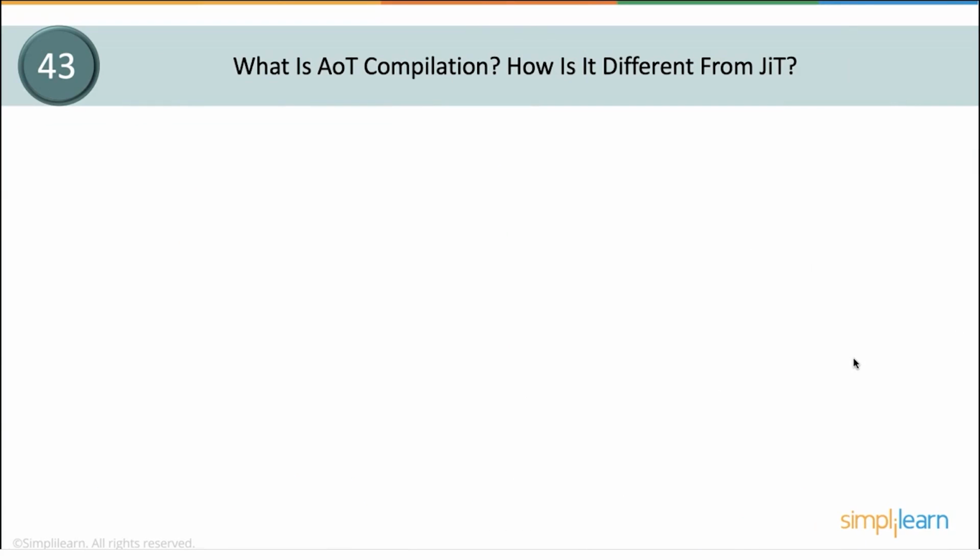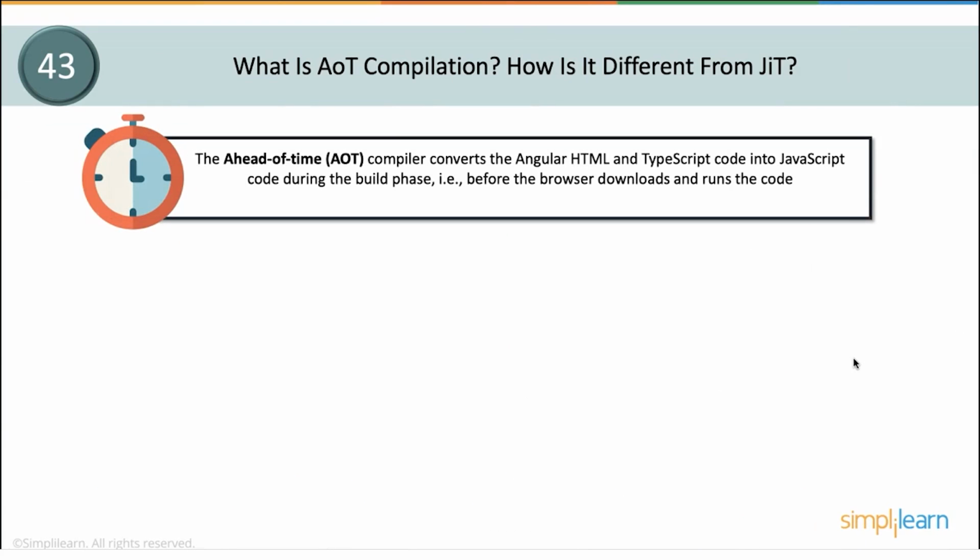What is AOT compilation? How is it different from JIT? AOT stands for ahead-of-time compiler, which converts all Angular HTML and TypeScript code into JavaScript code during the build phase, before the browser downloads and runs the code. So AOT is far faster and lighter in size.